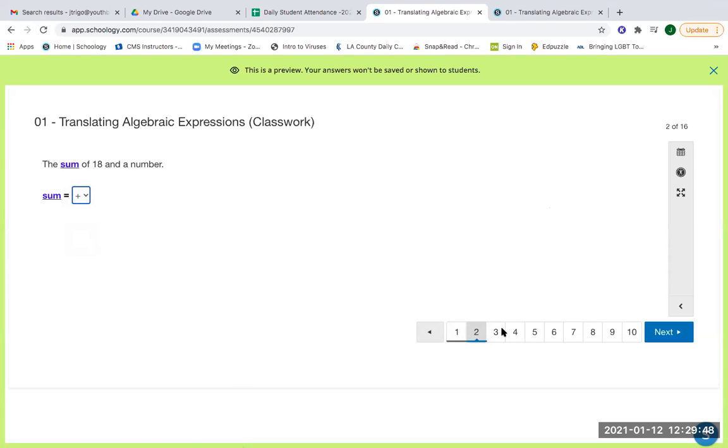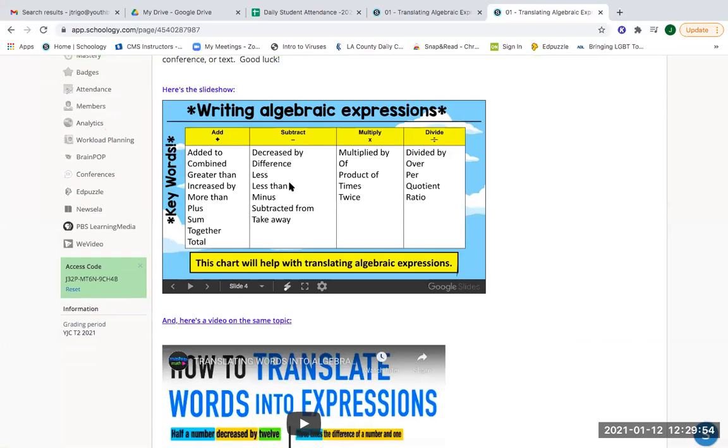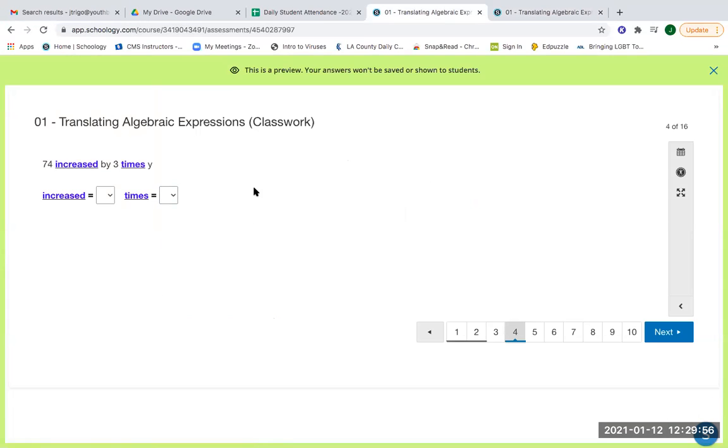Let's see if I can show you something that is different. This is pretty easy, right? You just need the table right here to basically know what the answers are. So here, 74 increased by 3 times. Again, you're going to have multiple choices, okay? Let me see if I can move on to the next one. I wanted to show you something.